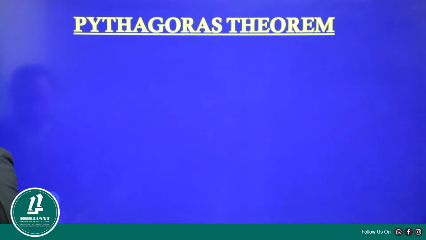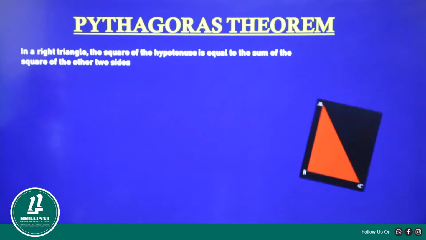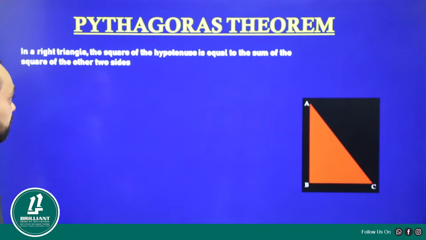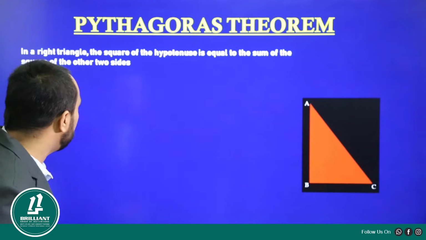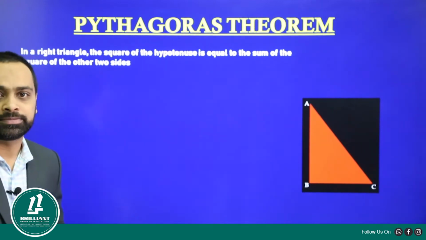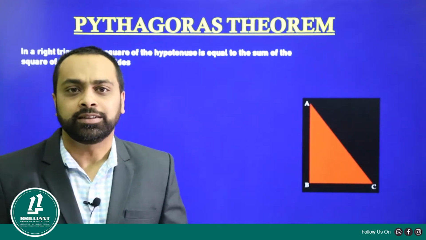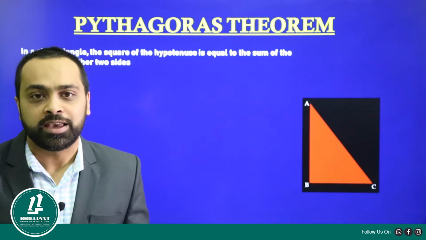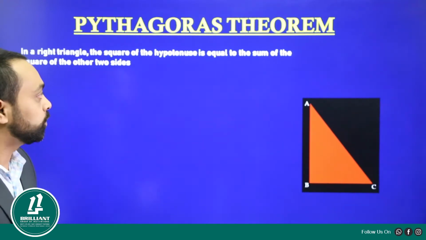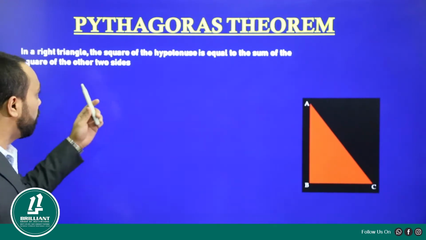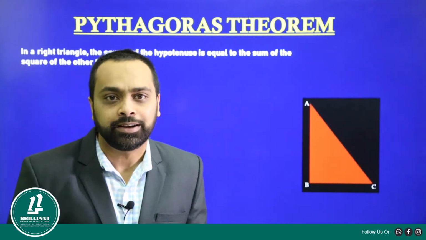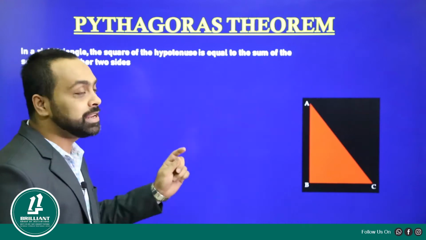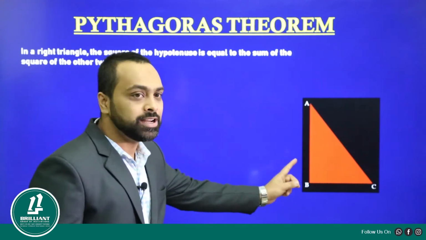Pythagoras theorem, the statement. In a right triangle, the square of the hypotenuse is equal to the sum of the squares of the other two sides. You can obviously understand that the Pythagoras theorem states this about a right-angled triangle.